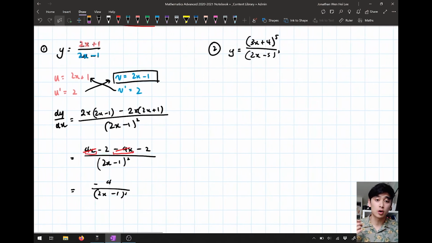We identify our u and our v. So u is our numerator, v is my denominator, and I differentiate them and then plug it into my quotient rule. So check out your quotient rule on your reference sheet if you forget which parts go where. Even I forgot it early in this video. So use your reference sheet.